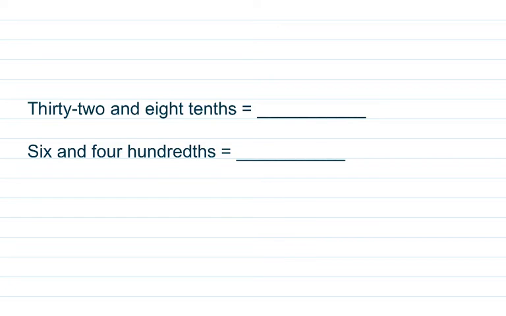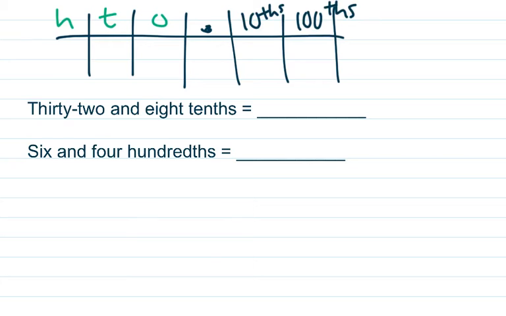Let's do a quick decimal warm-up. On your screen, there are two different word forms of two different decimals. Use the place value chart in your notes or the one I provided above for you to help you. Pause the video and press play when you're ready to check your work.